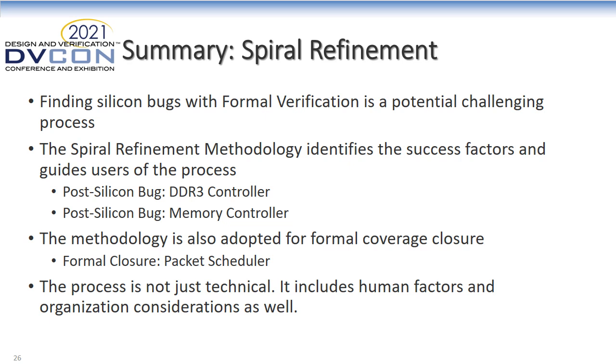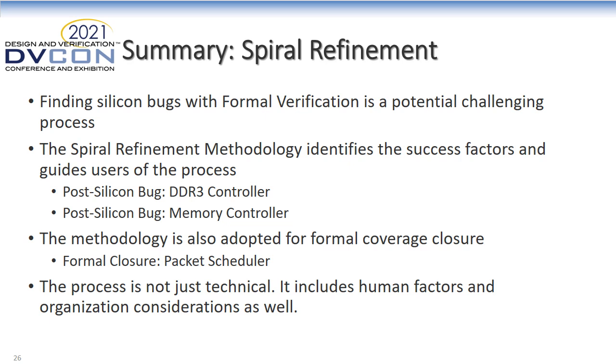To summarize, we have presented the spiral refinement methodology. We know that finding silicon bugs is a very challenging process. So the spiral refinement methodology and the radar chart help highlight the success factors for formal verification. They help guide the user through the process and allow the project team to optimize each of the success factors incrementally. So we talked about two examples, the DDR3 controller example and the memory controller example.